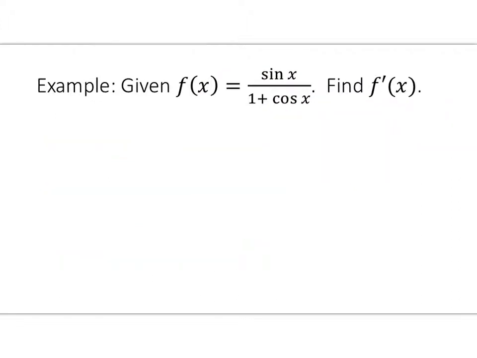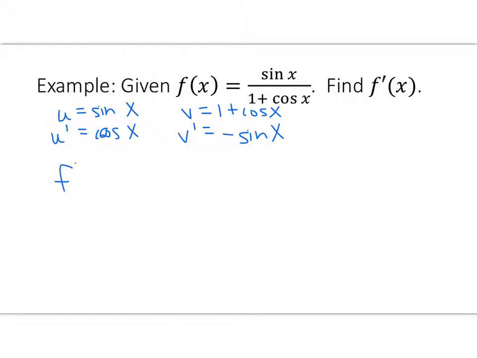All right, this example makes us use the quotient rule because we have sine of x divided by 1 plus cosine x. I'm going to say my u is that top function, sine of x, and u prime is just cosine x. I like to write out my quotient ones. v, the lower function, is 1 plus cosine x. v prime: the derivative of 1 is 0, the derivative of cosine x is negative sine x.